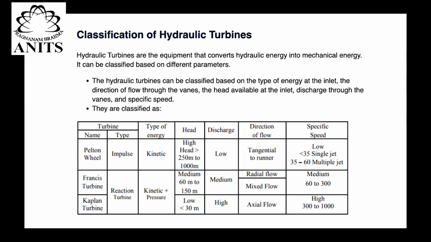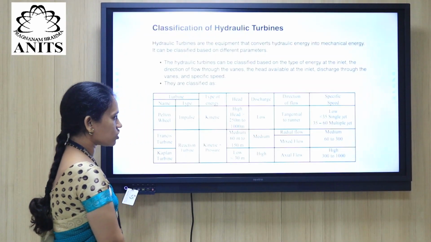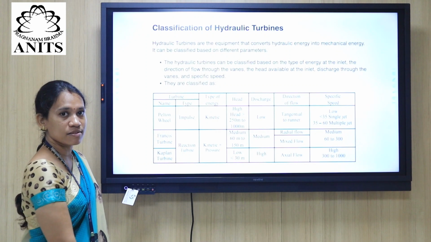Similarly, Francis and Kaplan turbine are the examples for reaction turbine. Francis is the medium head turbine, which has 60 to 150 meter head, and Kaplan turbine has less than 30 meter head. The corresponding criteria we can also observe here. In Francis turbine mixed flow condition will be maintained, and also radial flow condition is maintained. So this table is the complete gist of classification of turbines.